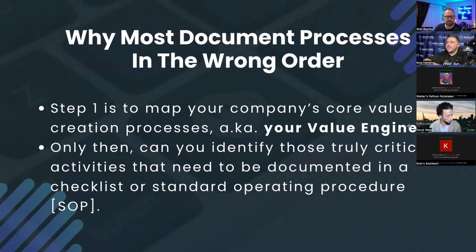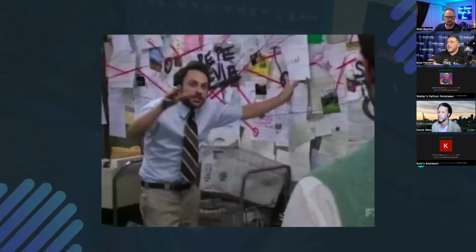Step one is to map out your company's core value creation processes, aka your value engines. And only then can you identify those truly critical activities that need to be done and documented in a checklist or an SOP, right? Otherwise, you end up with something that looks like this.